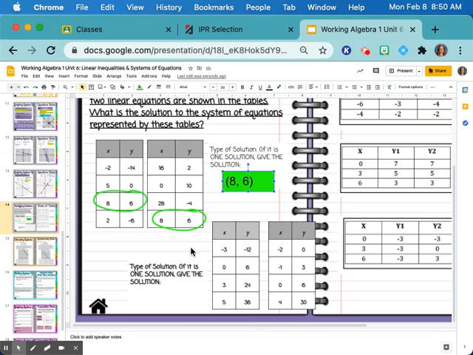All right, let's look at the next one. You're looking at your X and Y's and seeing where they match up. Looks like 0, 6 is where they match up. So 0, 6 is our point of intersection. So type that in a text box.